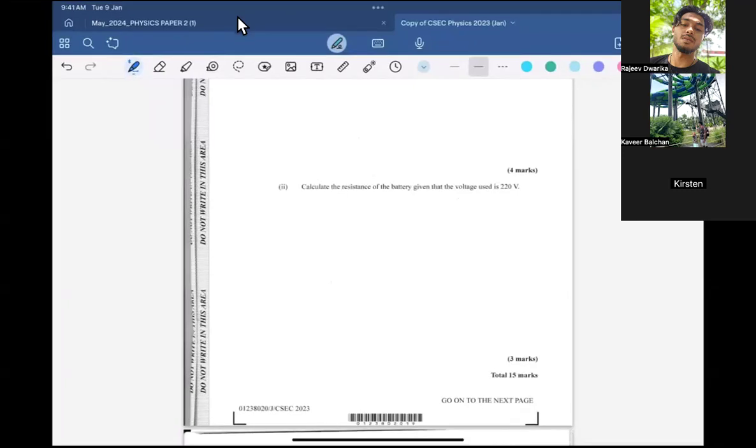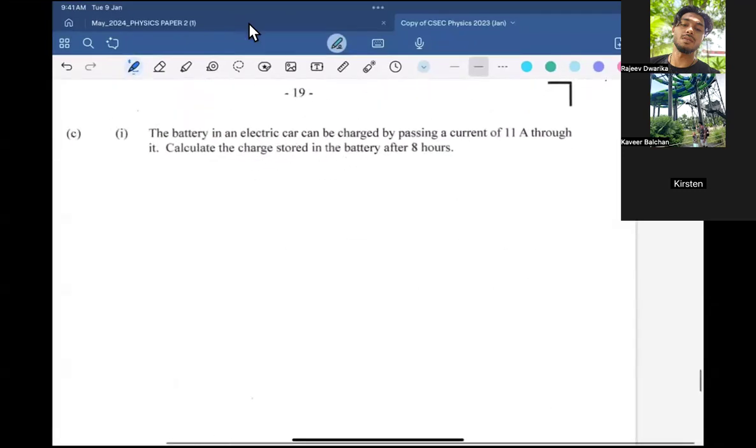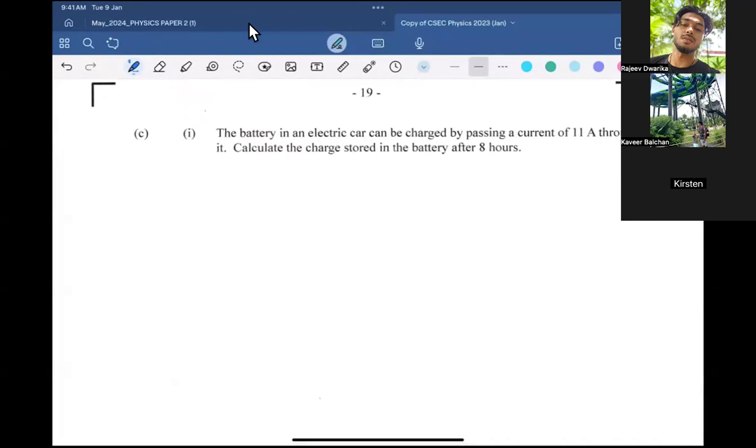Right, so Justin, let me begin. The first question: the battery in an electric car can be charged by passing a current of 11 amps through it. Calculate the charge stored in the battery after 8 hours. What is the formula for charge? Well, charge is Q equals IT.